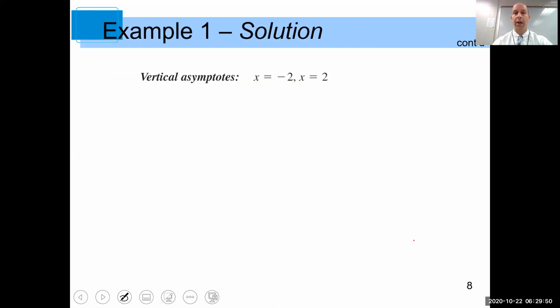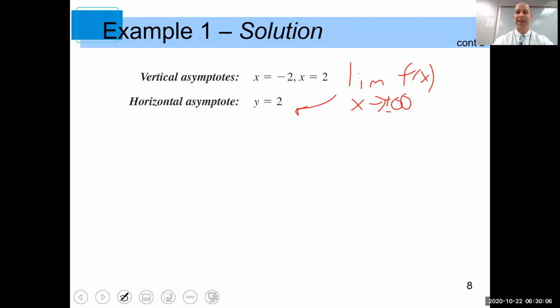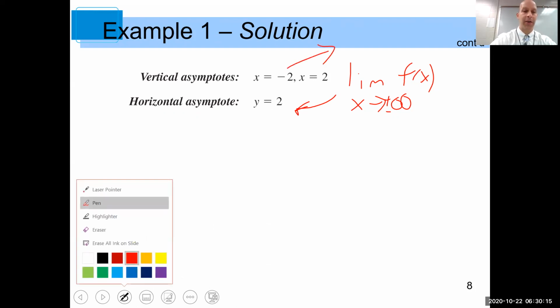Vertical asymptotes. How do we find vertical asymptotes? Well, I hope you remember that the way we find vertical asymptotes is we take the limit of the function to plus or minus infinity. Oops, I'm sorry, that's horizontal asymptotes. Horizontal asymptotes is when you take the limit of the function to plus or minus infinity. Vertical asymptotes, let me get that correct, I apologize.